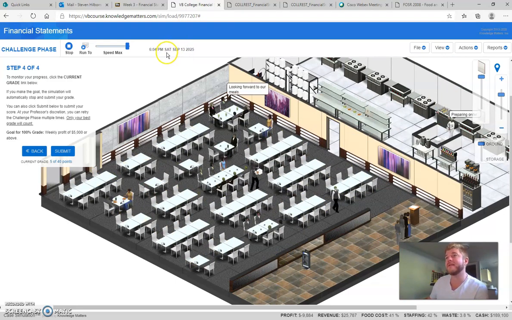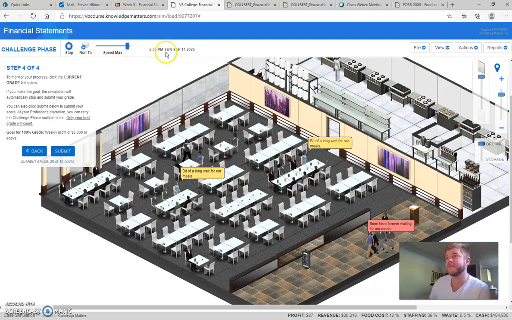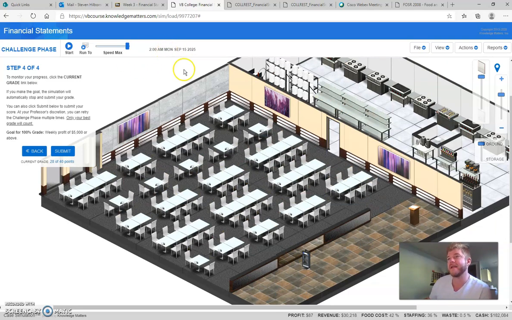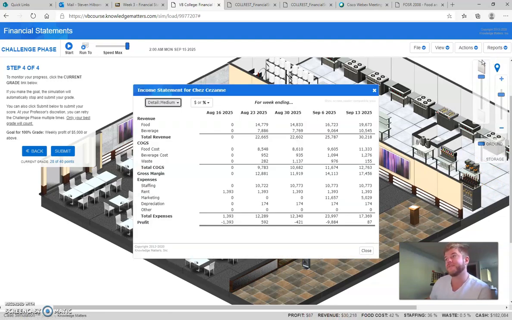Okay, so it should end on Sunday, it being Saturday, Sunday, and there we go. Now we're done. So we have now a profit of $87. We made $30,000, which is more than what it was last week. Let's take a look at the income statement. So we've increased our revenue. Doesn't make perfect sense because we decreased our marketing, but and we spent $5,000 on marketing still.